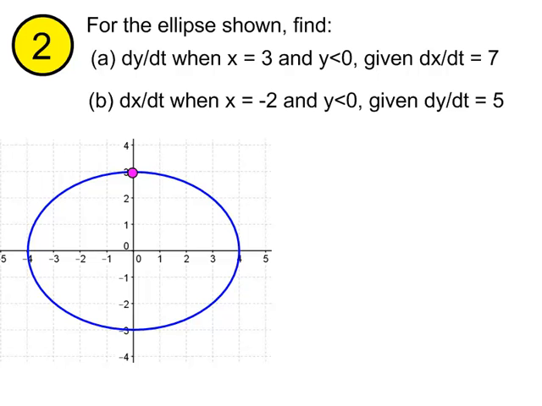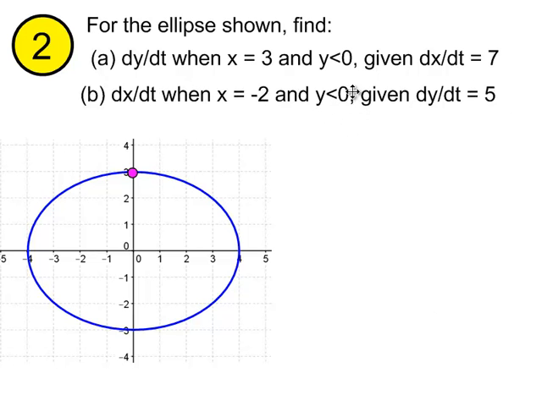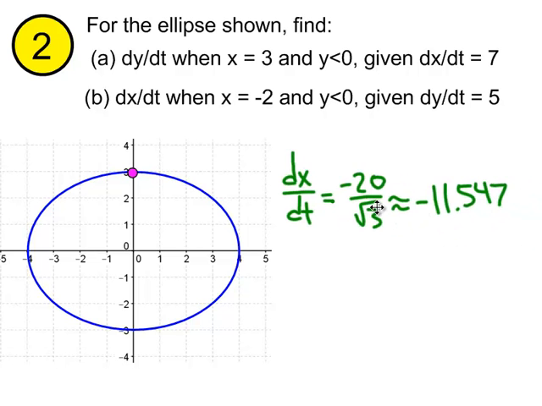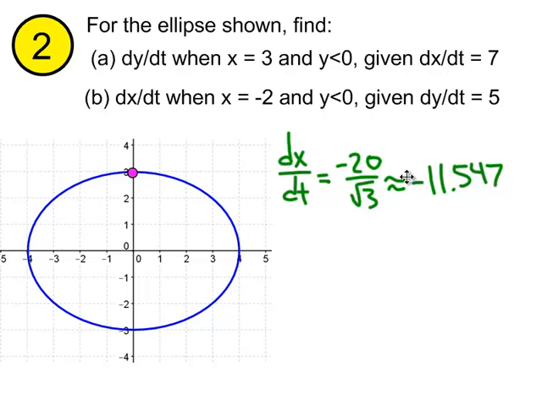Reset the screen here. You now see part B is back up there on the screen, and if you're interested in trying this one out on your own, go for it. Pause the video at this point, because in just a moment I'm going to reveal the answer. Okay, if you've done part B, then let's see if you got the same answer that I got. dx over dt equals negative 20 over root 3. Or you could write negative 20 root 3 over 3. All right, let's move on to the third exercise.